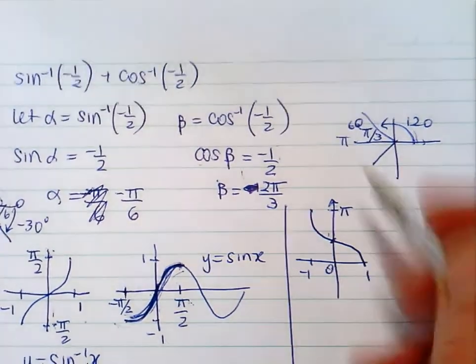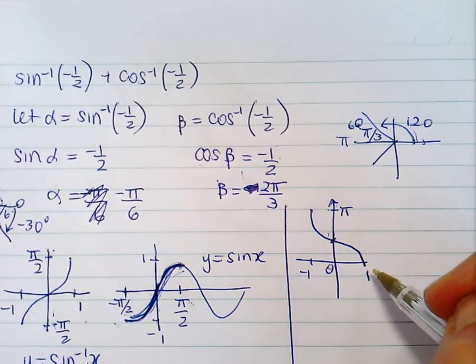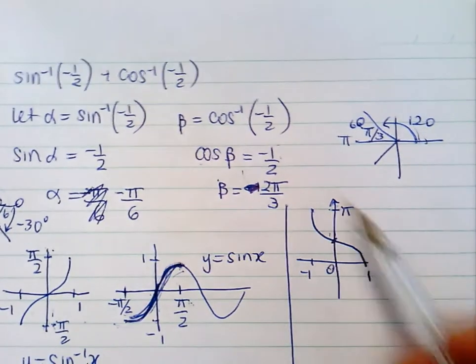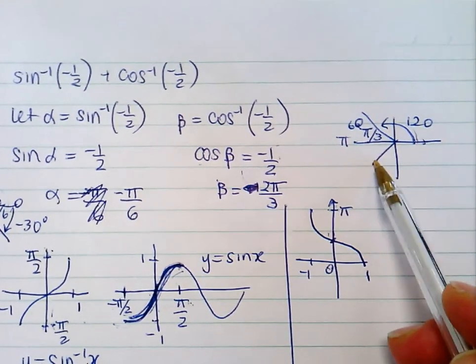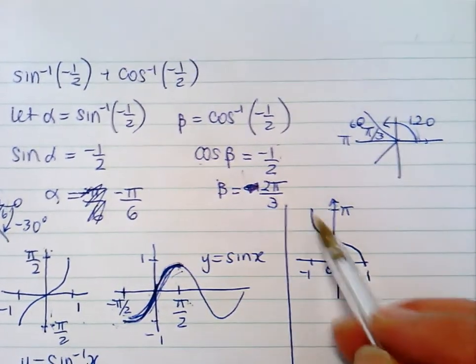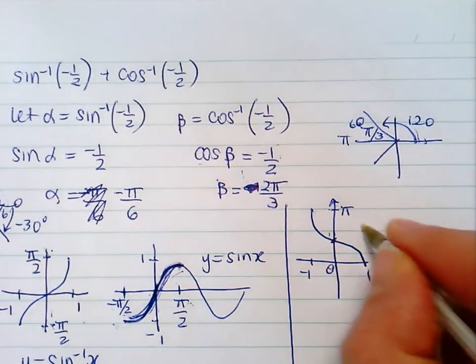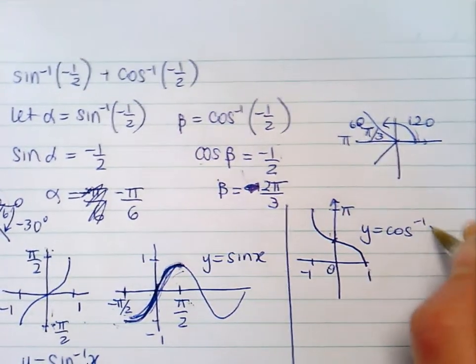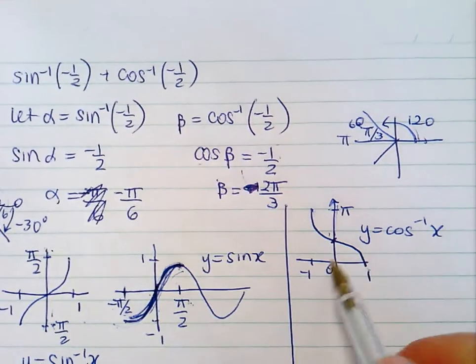But so do you sort of get what I'm doing here now? And why it can't be quadrant 3? Because when I draw the inverse cosine curve, the y values lie between 0 and pi.